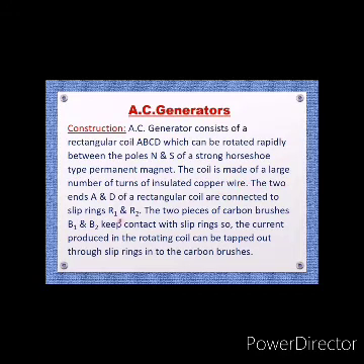The two ends, that is A and D, of the rectangular coil are connected to the slip rings, that is R1 and R2. Here you need to note down, I am using a new word, that is slip ring, whereas in the motor you have used the split ring. The two pieces of carbon brushes, that is B1 and B2, keep contact with the slip rings, so the current produced in the rotating coil can be taken out through the slip rings into the carbon brushes.